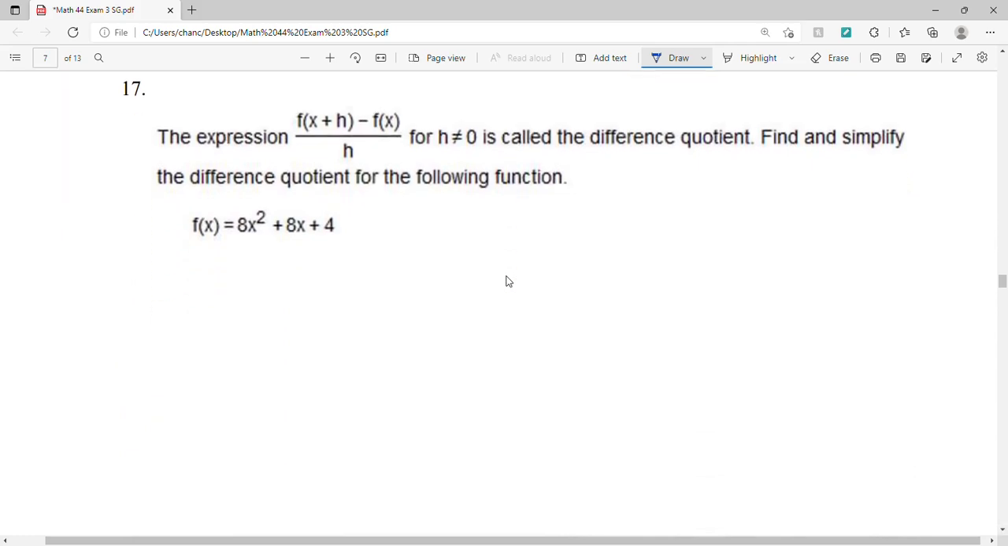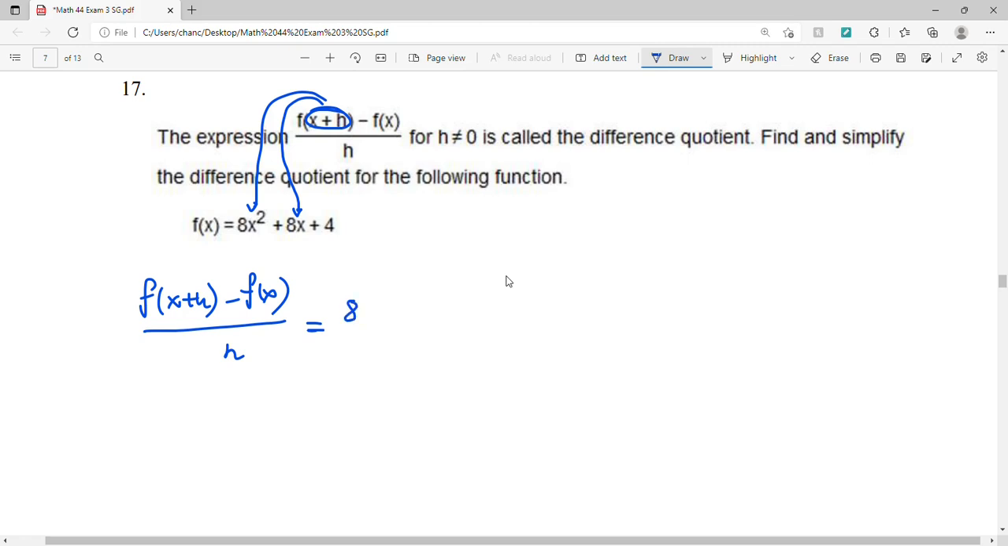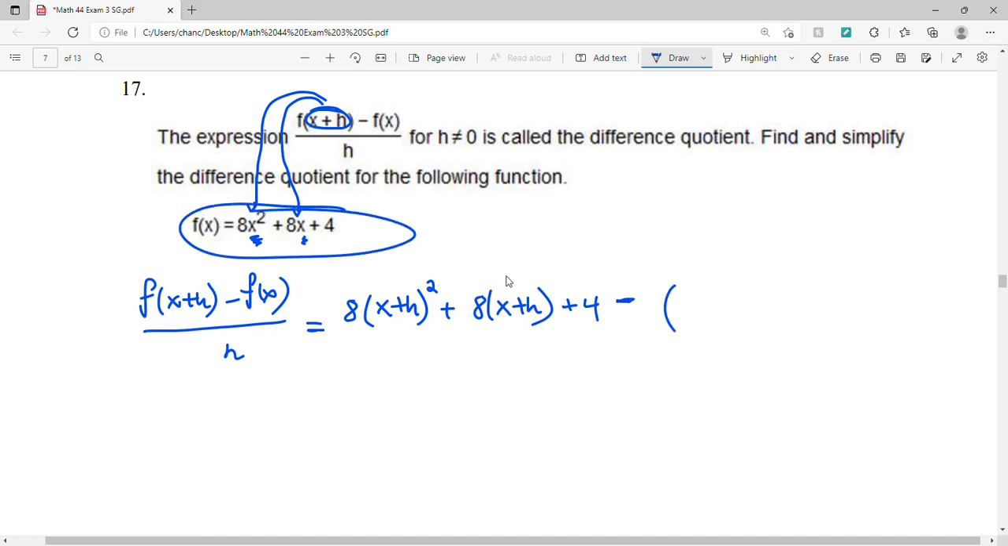Example 17, again we'll find the difference quotient for this function. First step is to write f of x plus h minus f of x, divided by h. Now x plus h needs to be substituted into every single place that we see an x. So this is 8 times x plus h squared plus 8 times x plus h. Again, I have to substitute it twice, plus 4. That's the first part. Now the second part is to subtract the entire function, which is this whole thing.